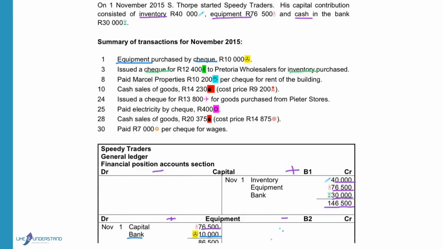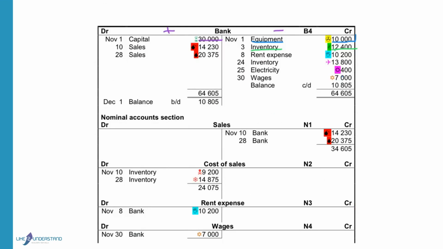Paid Marcel Properties 10,200 for the rent of the building. We paid money, so the bank account will be the one double entry in exchange for rent of the building, so the rent will be the double entry. The bank account is credited to reduce the amount of money in the bank, and this amount will be transferred to the debit side of the rent expense account. Rent expense is an expense that will increase on the debit side and decrease on the credit side. So we increase the rent expense on the debit side with 10,200.